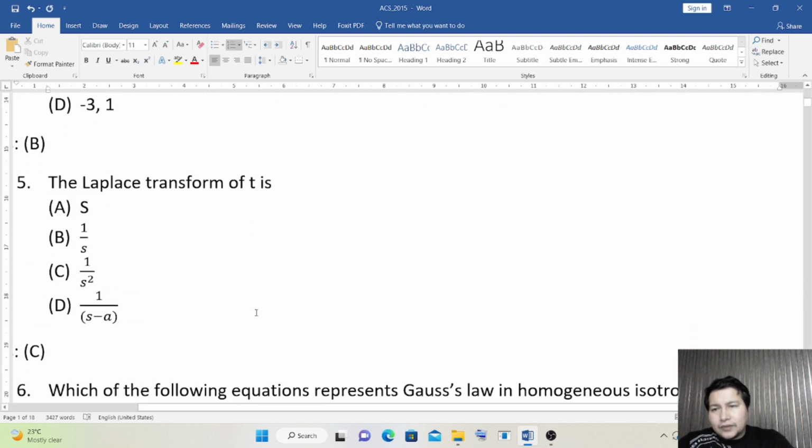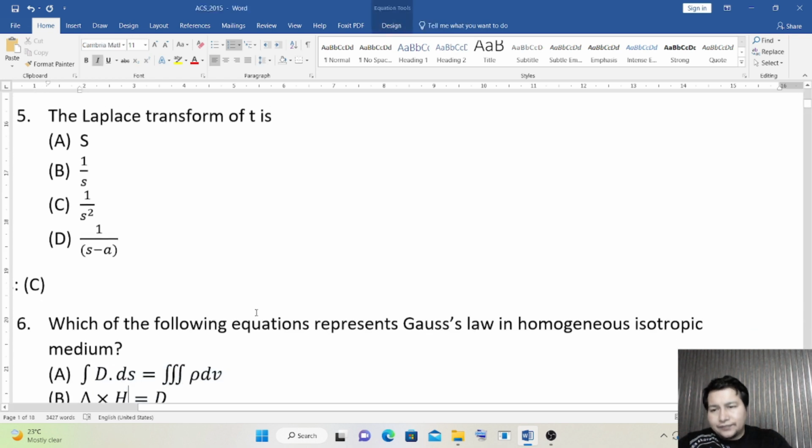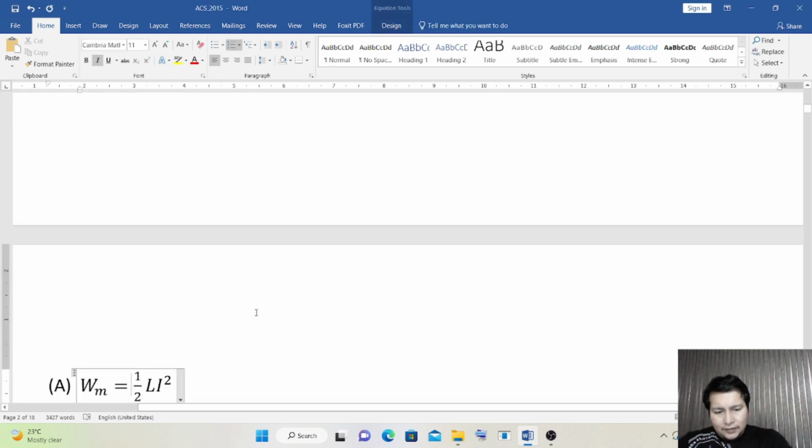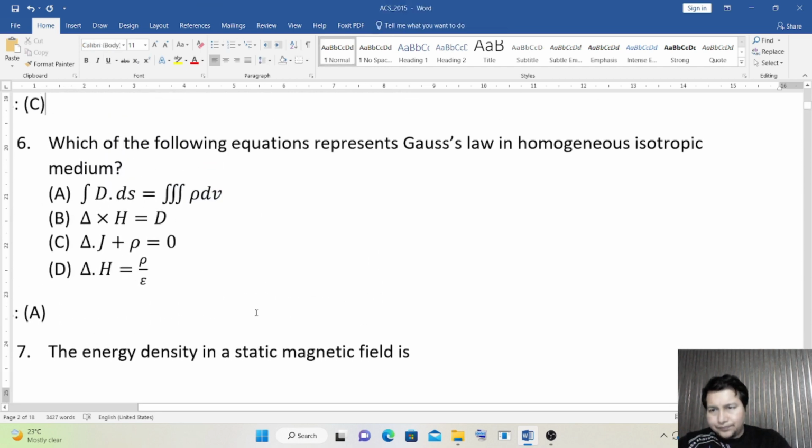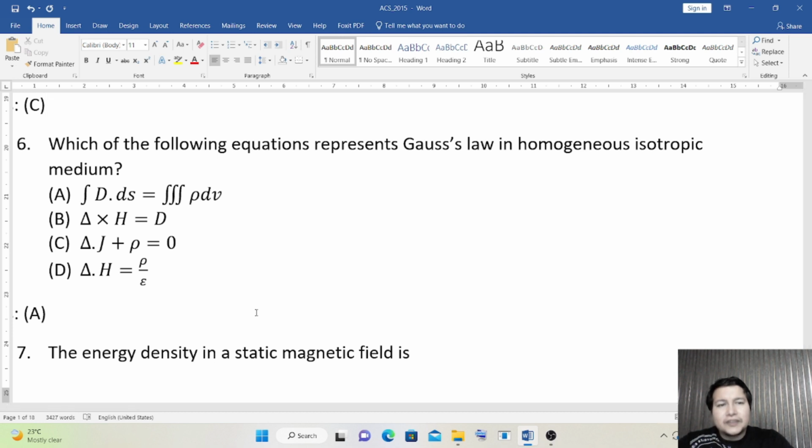Next question. The Laplace transform of t is 1 by S. It is just a formula, so option will be 1 by S square. Next question. Which of the following equations represents Gauss law in homogeneous isotropic medium? It is Gauss law directly given. The option will be A.